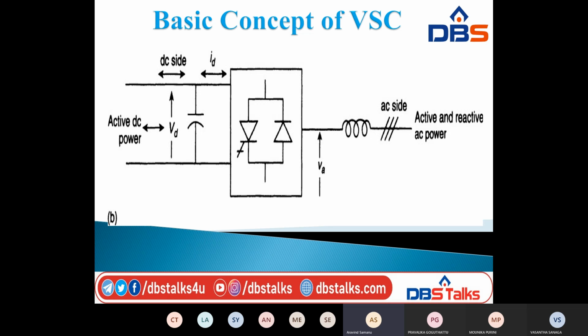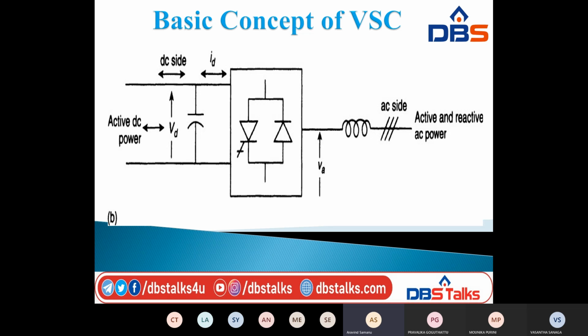Here the diagram shows the basic functioning of a voltage source converter. The internal topology of converter valves is represented as a box. This box contains converter valves. Here we have one thyristor connected in parallel with a diode. The internal topology of converter valves is represented as a box with a valve symbol inside.